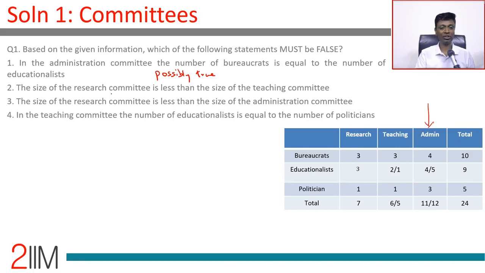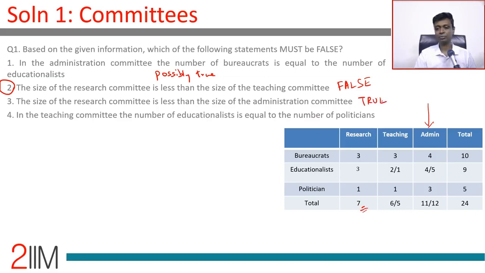The size of the research committee is less than the size of the training committee. This is 7. This should be 6 or 5 depending on this number. Size of the research committee is less than the size of the teaching committee. That is definitely false. It could be 6 or 5. Either way it is more. This is a choice we're looking for. The size of the research committee is less than the size of the administration committee. 7, that is 11 or 12.